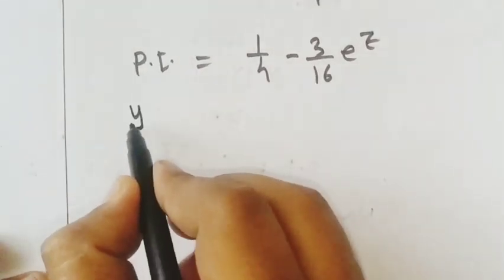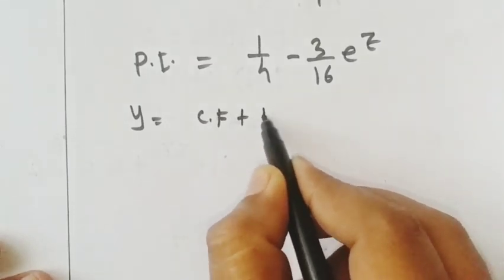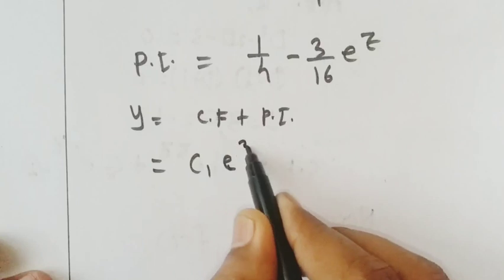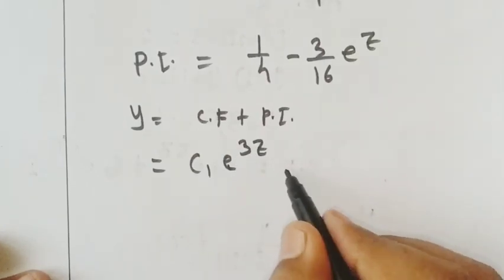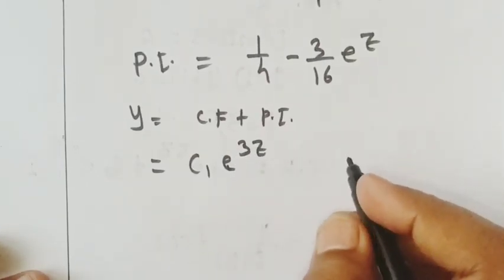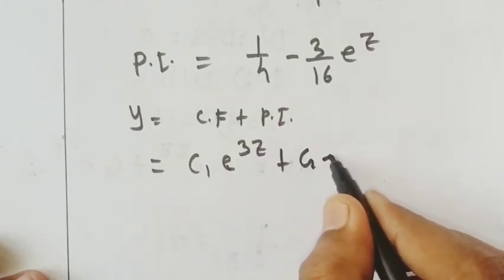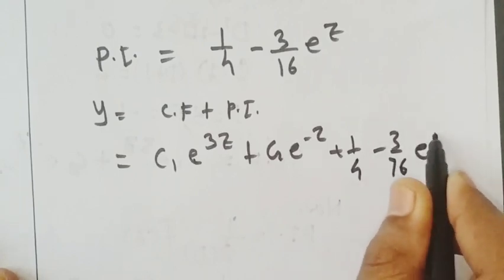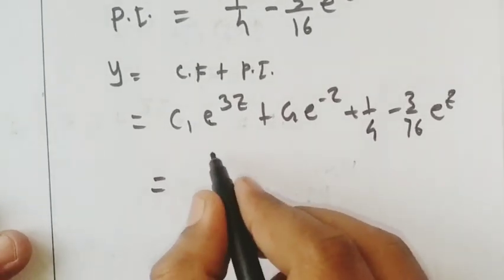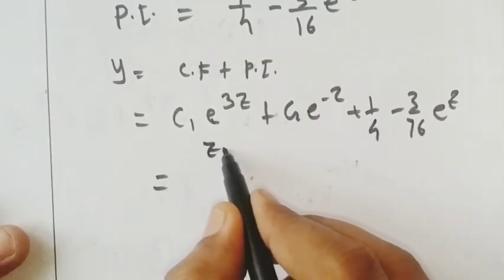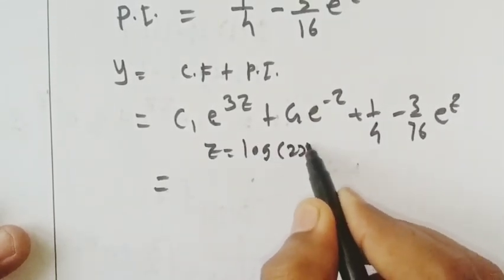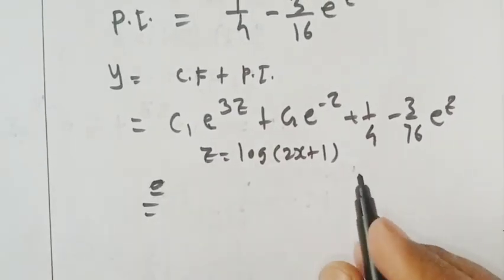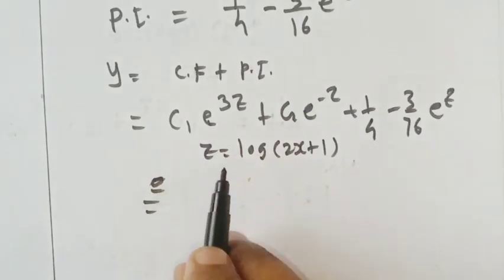Now the general solution, y equals CF plus PI. CF is C1 e raised to 3z plus C2 e raised to minus z plus 1 by 4 minus 3 by 16 e raised to z. Now finally back substitution. e raised to z is what? z is log of 2x plus 1, and e raised to z is 2x plus 1.